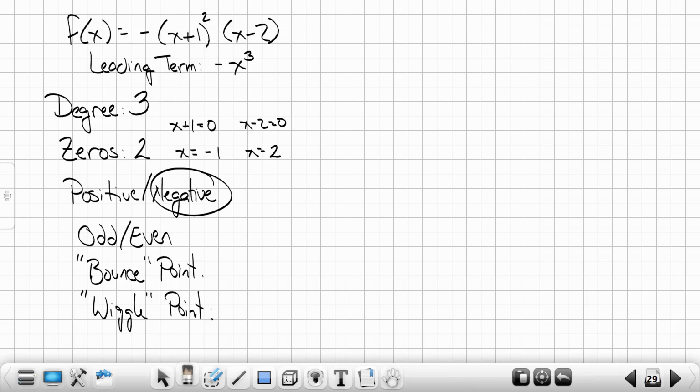Okay. Is it positive or negative? Negative. Is it odd or even? Odd. Degree 3. Is there a bounce point? Yes. Is there a wiggle point? No. Oh, I was right. How do you know? Okay, bounce points. If any of my factors have an even exponent, there is a bounce point. If any of my factors have an odd exponent that is not 1, there's a wiggle point.